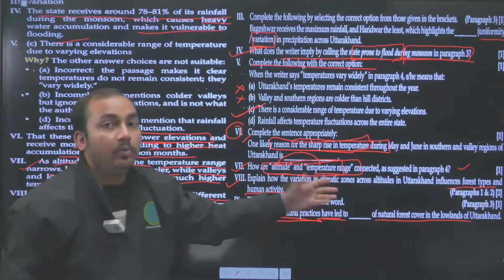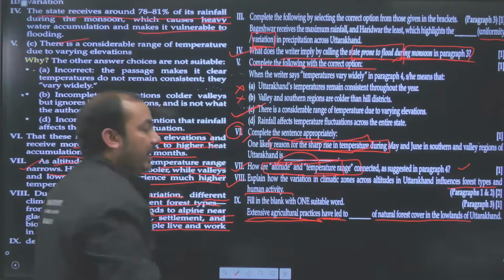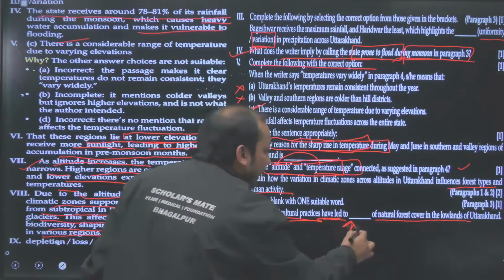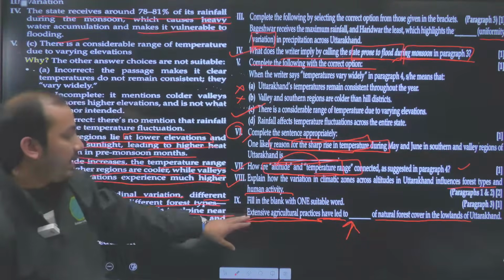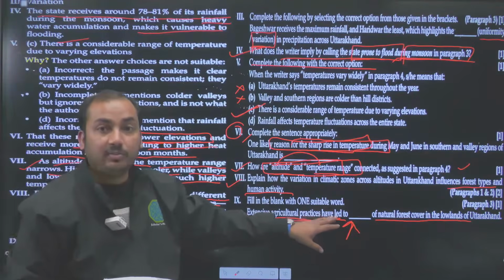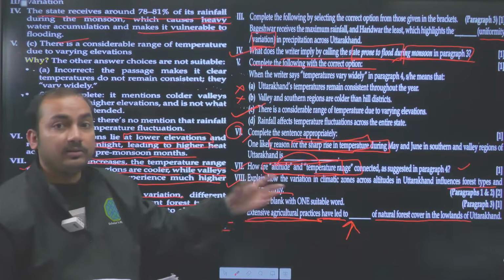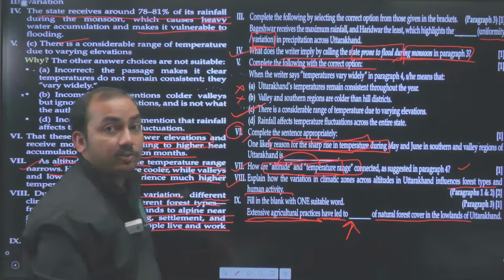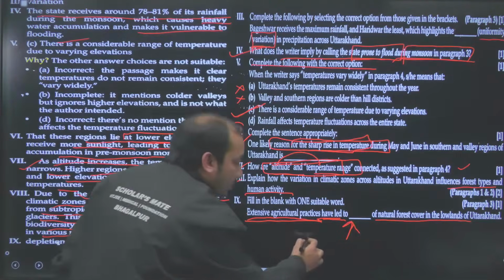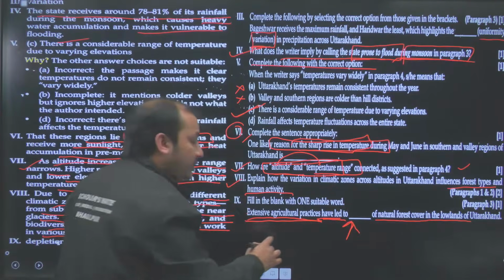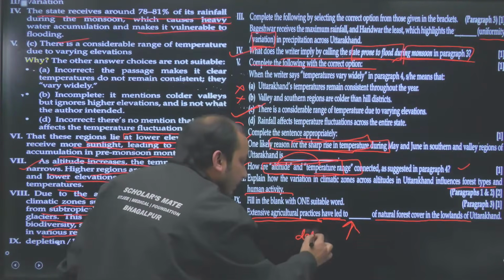So led to what? We cannot use any positive word here. Why? Because as per the passage, we can see that extensive agricultural practice means we are using the resources too much and harming them. So here the most suitable word that we can use is "led to depletion".